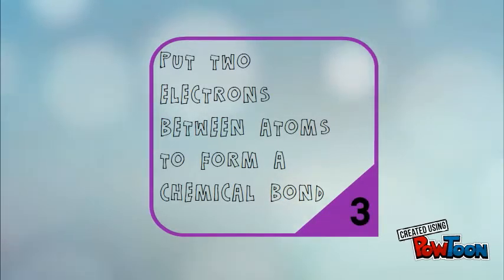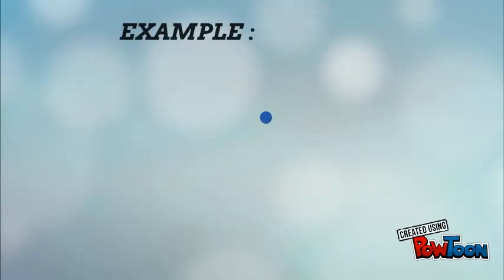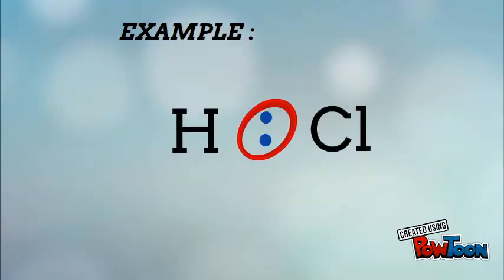Step number 3. Put 2 electrons between atoms to form a chemical bond. For example, hydrogen and chlorine. We know that hydrogen and chlorine have 8 valence electrons, so we put the first 2 in the middle of hydrogen and chlorine. It is important to put the 2 valence electrons in the middle to show that hydrogen and chlorine are chemically bonded now.